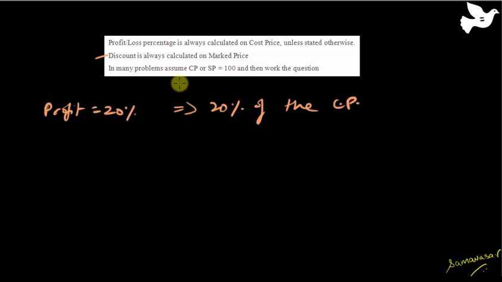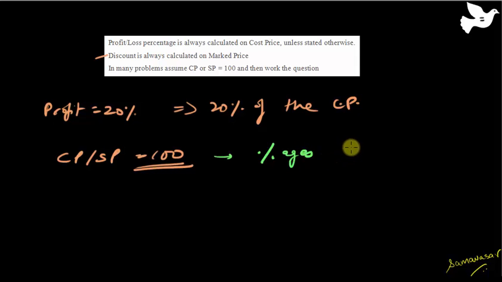Now, in many problems, you should assume cost price or selling price as equal to 100 and then solve the question. This is especially true because in most questions you'll be given percentages. So one approach is to work with variables like x, y, etc. Or you can just assume one thing, which is, when you read the question, it will become clear to you which of these should be assumed to be 100, and then work the question, and it will be much simplified. We'll see this in certain examples.